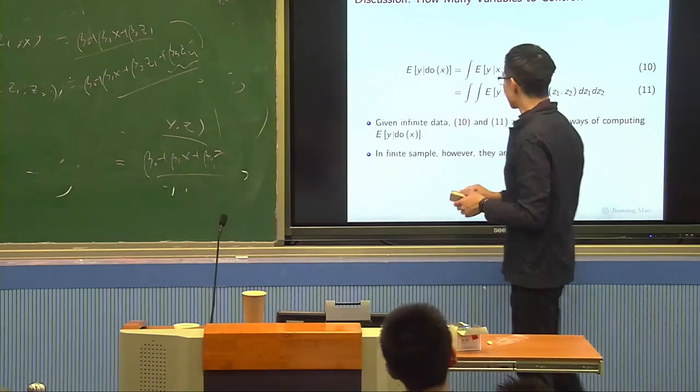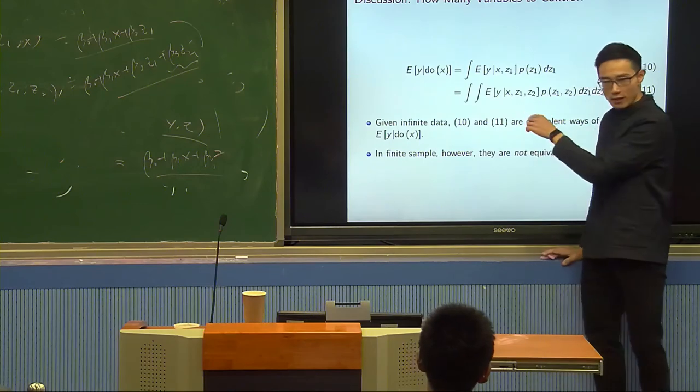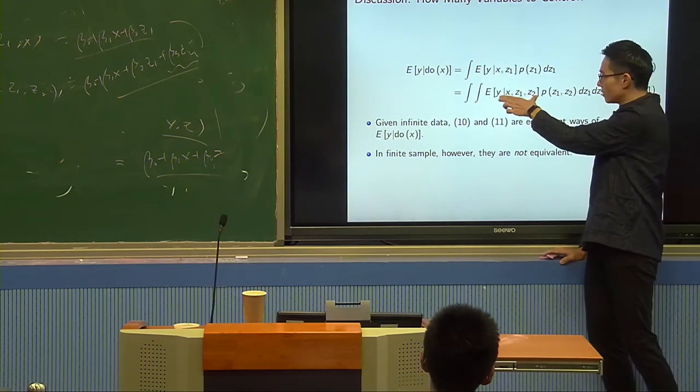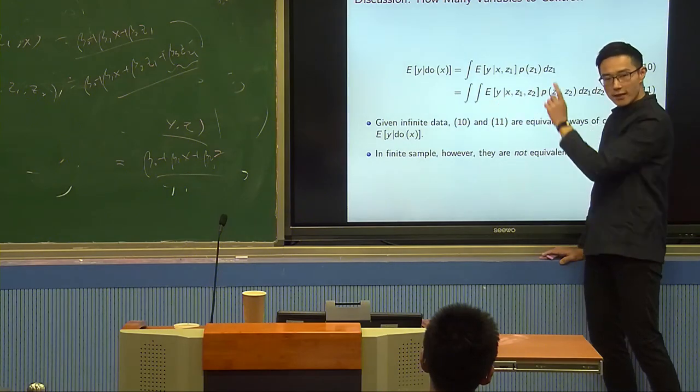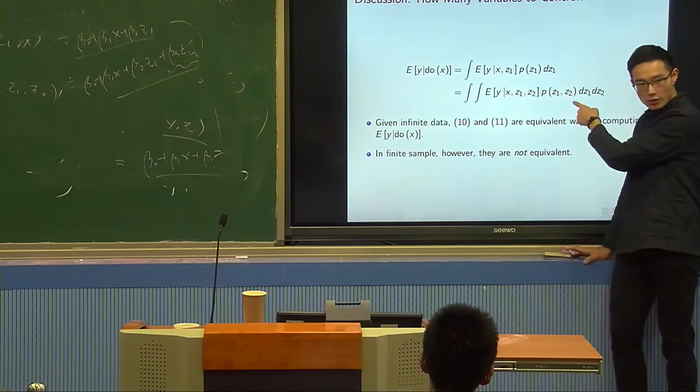The second trade-off is this. Even if this model is better, even if adding Z2 helps better predict y, which will make this one better in finite sample, should we always do that? Again, no. Why? Because even if this is better than this, we still have to do integration.